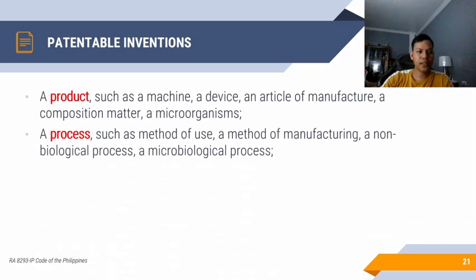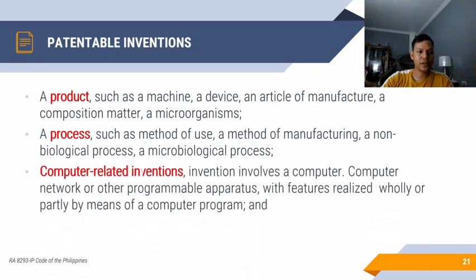So now let's discuss the patentable inventions. Okay, we have some examples and explanations here. A product such as a machine, a device or article of manufacture, a composition of matter, a microorganism.